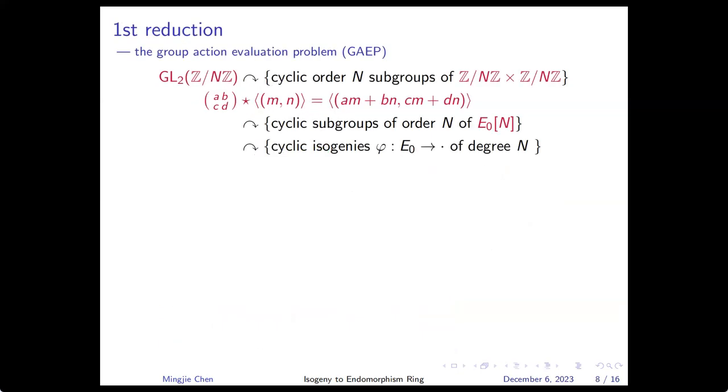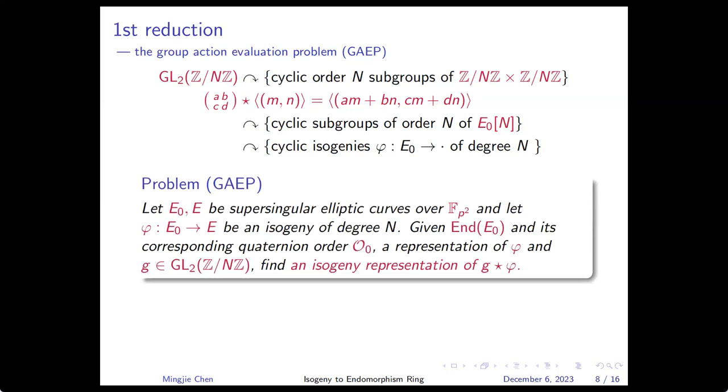For the first reduction, we first need to define the new problem we just introduced, the group action evaluation problem. So the group we consider is the general linear group, GL2(Z mod N Z). It acts naturally on the cyclic order n subgroups of (Z mod N Z) squared via the following formula. And because the n-torsion of a supersingular elliptic curve, when n is coprime to p, which is assumed throughout the talk, is isomorphic to (Z mod N Z) squared, GL2(Z mod N Z) also naturally acts on the cyclic subgroups of order n of E0. And finally, since such cyclic subgroups of order n correspond to cyclic isogenies from E0 of degree n, GL2(Z mod N Z) also acts on the set of isogenies of a fixed degree n.